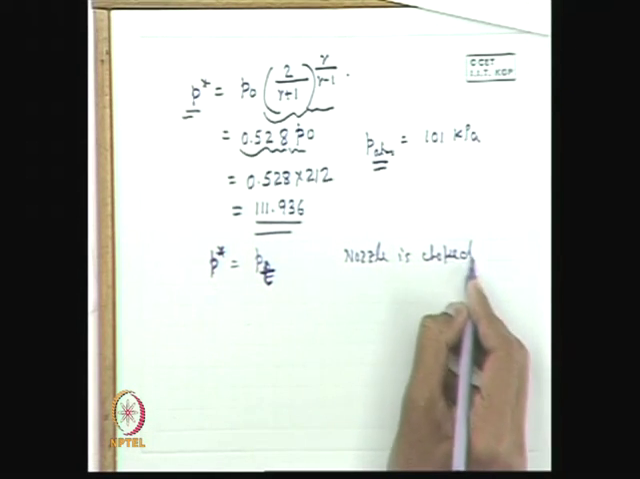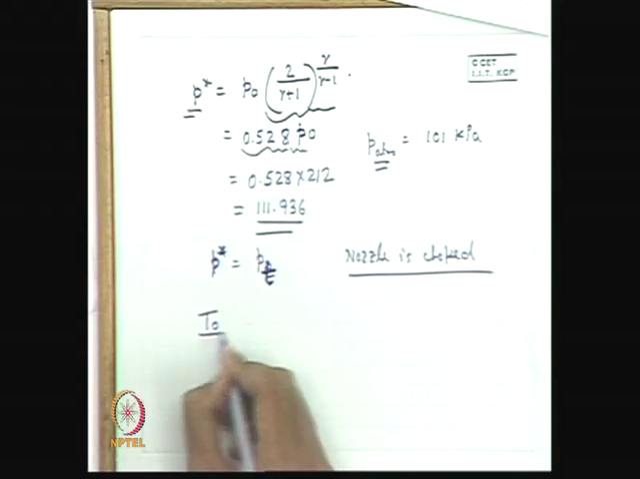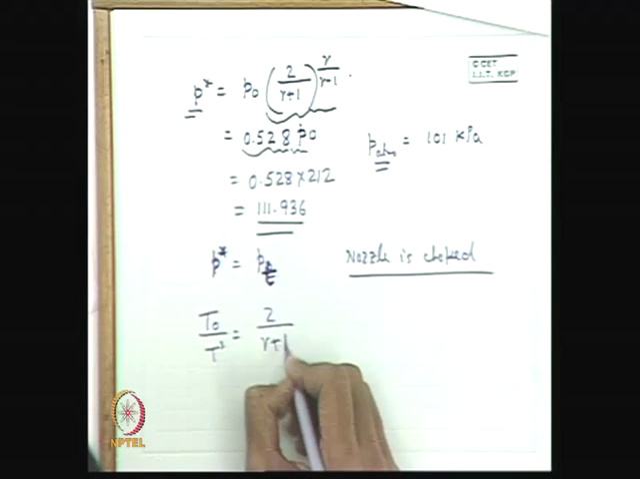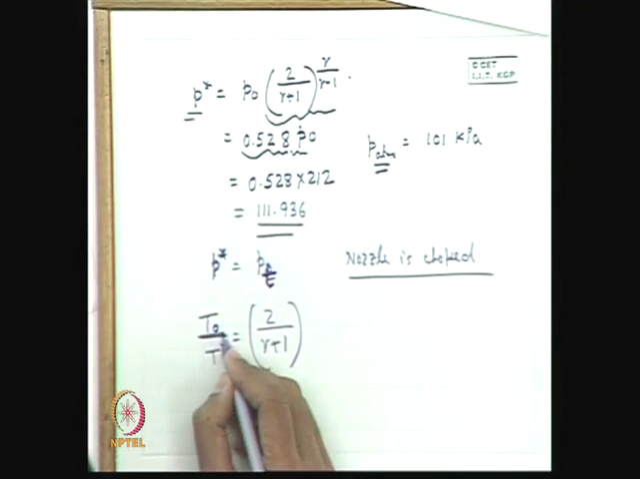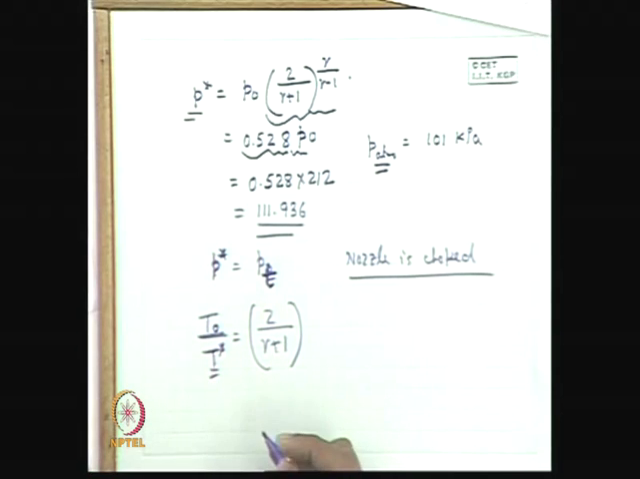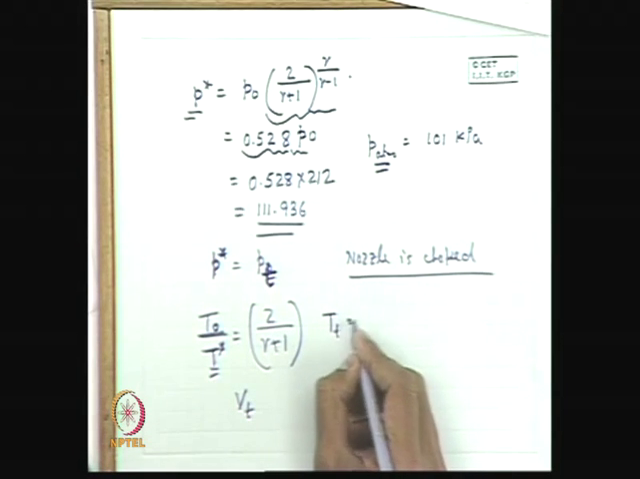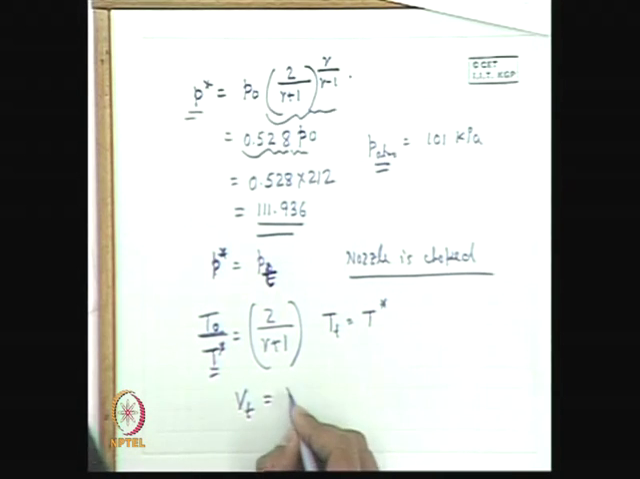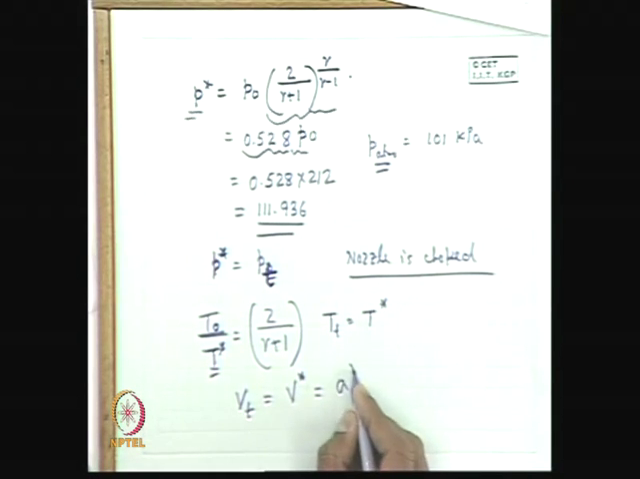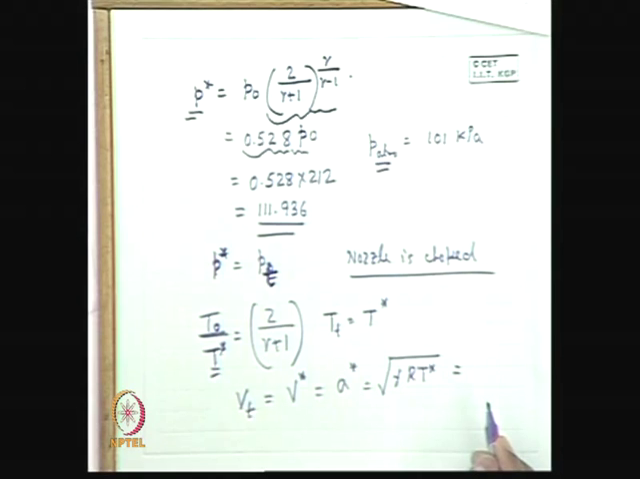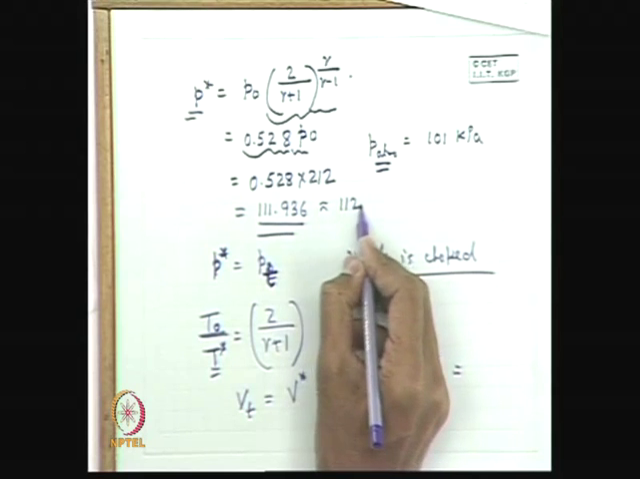Now, when the nozzle is choked, straightforward I can write T 0 by T star is 2 by gamma plus 1. That means, substituting the value of T 0, we can find out the value of T star. And the value of V at the throat, T throat is equal to T star, so V star is equal to A star, which is equal to square root of gamma R T star. So, this value becomes equal to 111.936, this is 112 kilopascals.